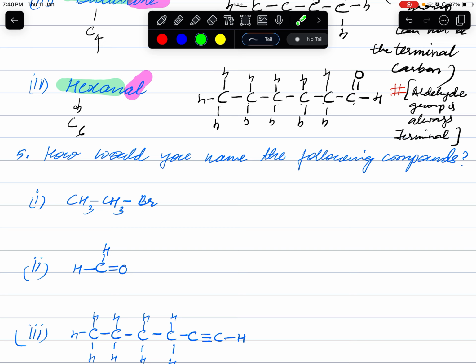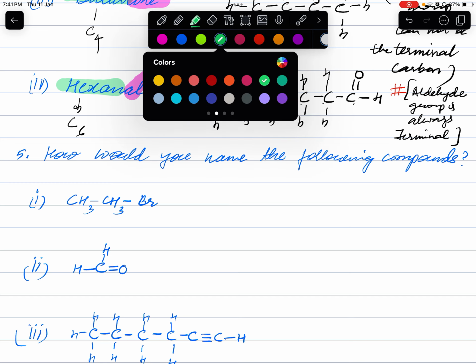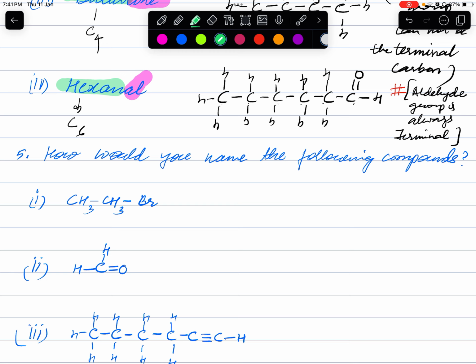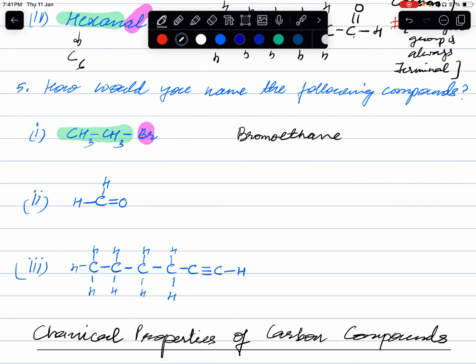Now we have to name; the next question is, how would you name the following compounds? The first one, in the first case, the parent chain is this one, and it is a two carbon compound. So therefore, for two carbons, we write ethane. We have the functional group as bromine. So for halogen, we write what prefix? So it is named as bromoethane.